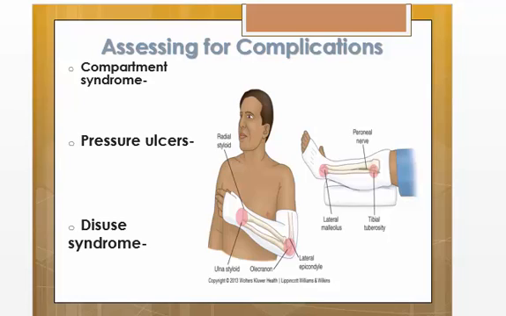Then disuse syndrome is when a muscle is left inactive, resulting in loss of muscle strength and size. Nurses need to encourage patients to do isometric exercises every hour while awake, such as making a fist. Physical therapy can develop an exercise plan for a patient with a cast.